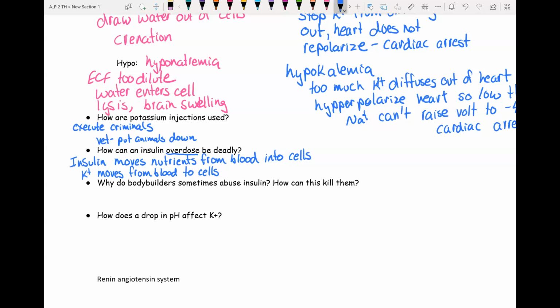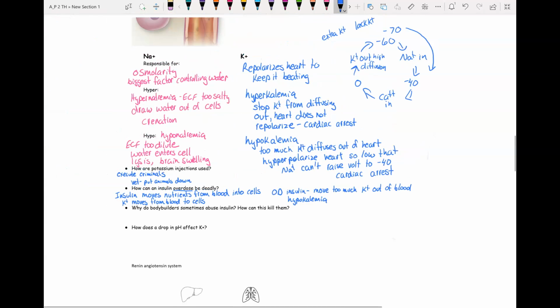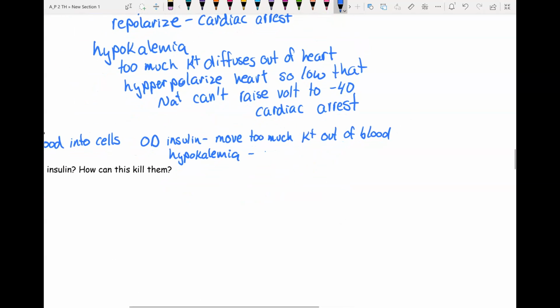If you mess up and you give them too much, so if you overdose on insulin, you will move too much potassium out of the blood. And this will cause hypokalemia. So then, because there's not enough potassium in the blood, too much diffuses out of the heart, and that makes the heart hyperpolarize, and the sodium can't raise it to -40, and you get cardiac arrest.